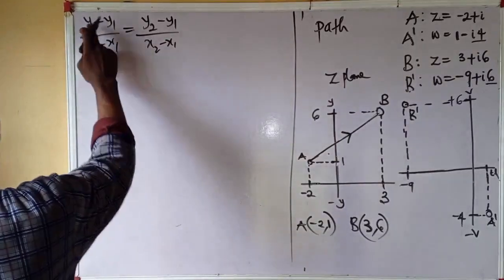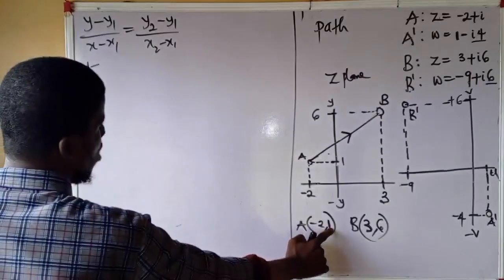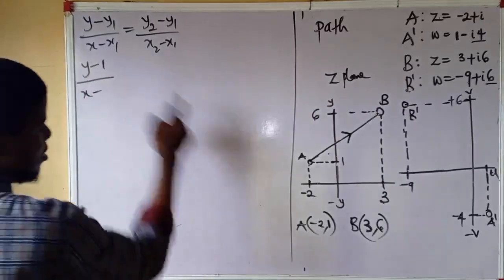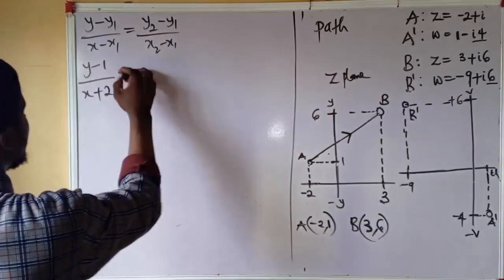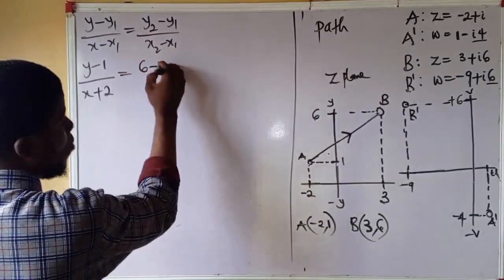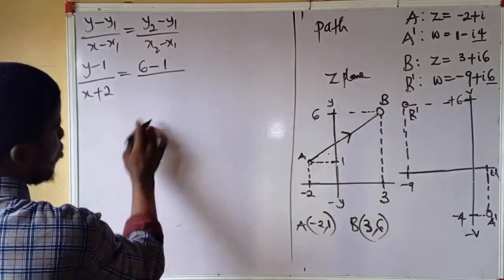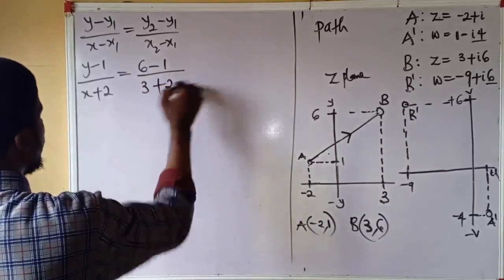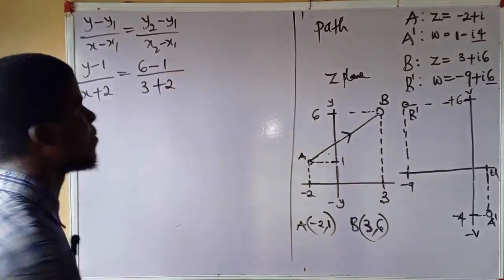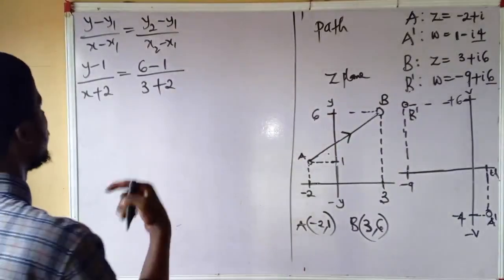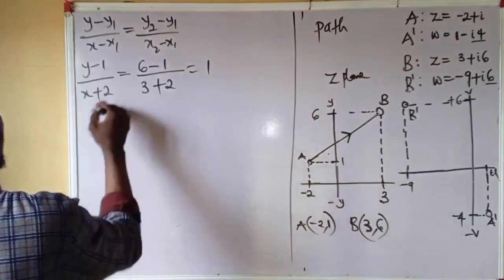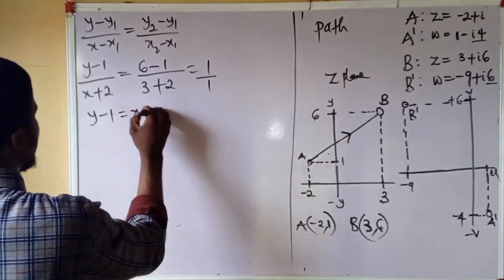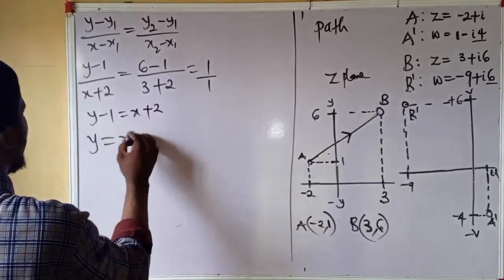Okay, so let's go ahead. Y minus, let's take this as y1, x minus, let's take this as x1, which is minus 2, so that will be plus 2. Y2 is 6, y1 is 1, x2 is 3, minus x1 is minus 2, that will be plus 2. 6 minus 1 is 5, 3 plus 2 is 5, so 5 over 5 is 1. So this is y, this times this is y minus 1, this times this is x plus 2. So we are saying that y is equal to x plus 3.